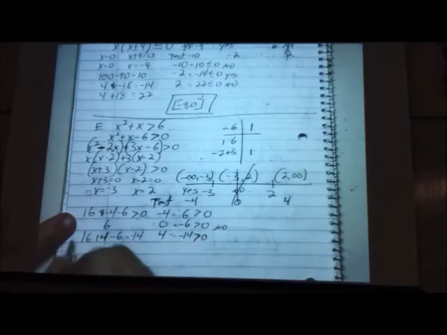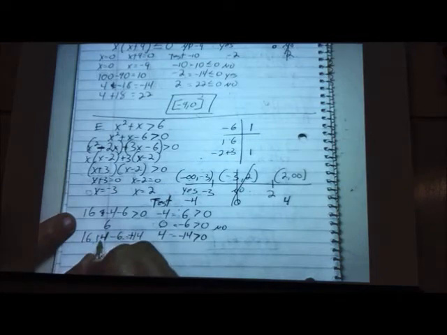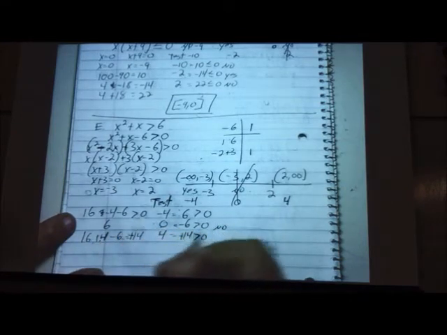Yeah. Oh wait, negative. My bad. Is it negative or positive? I thought it was positive. 6 and 4 is negative 2. Negative, yeah, it's a positive. Yeah. So yes.